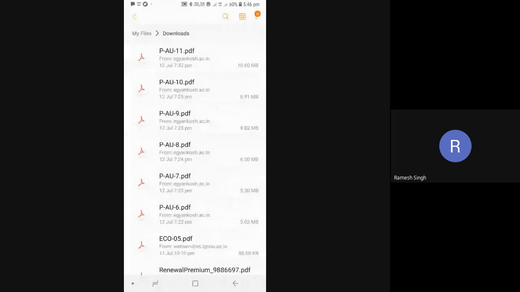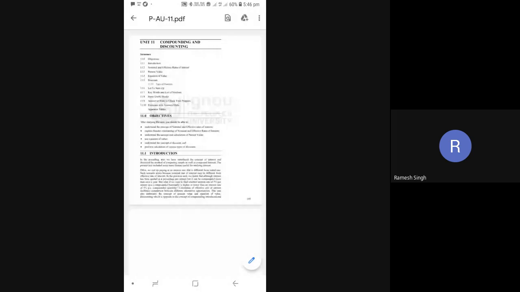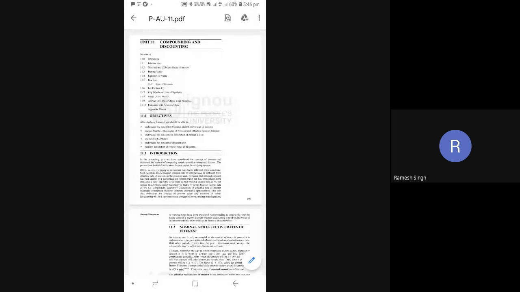Then come to compounding and discounting. Here, in compounding and discounting, some discounting formulas are there, and how to calculate the rate of interest, nominal and effective rate of interest. Here is another part, how to find out the interest rates. Again, as per the formulas, you will solve the questions.